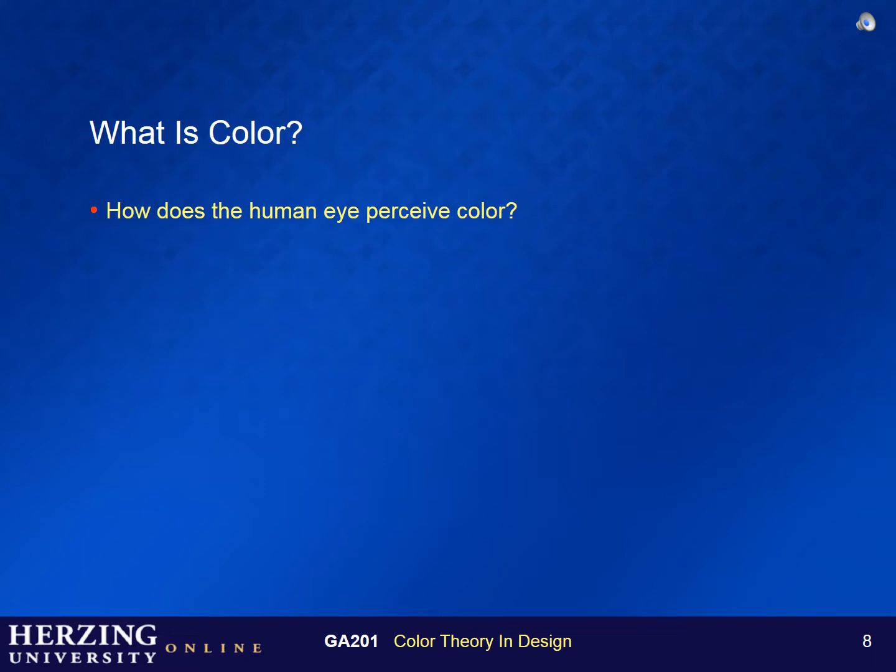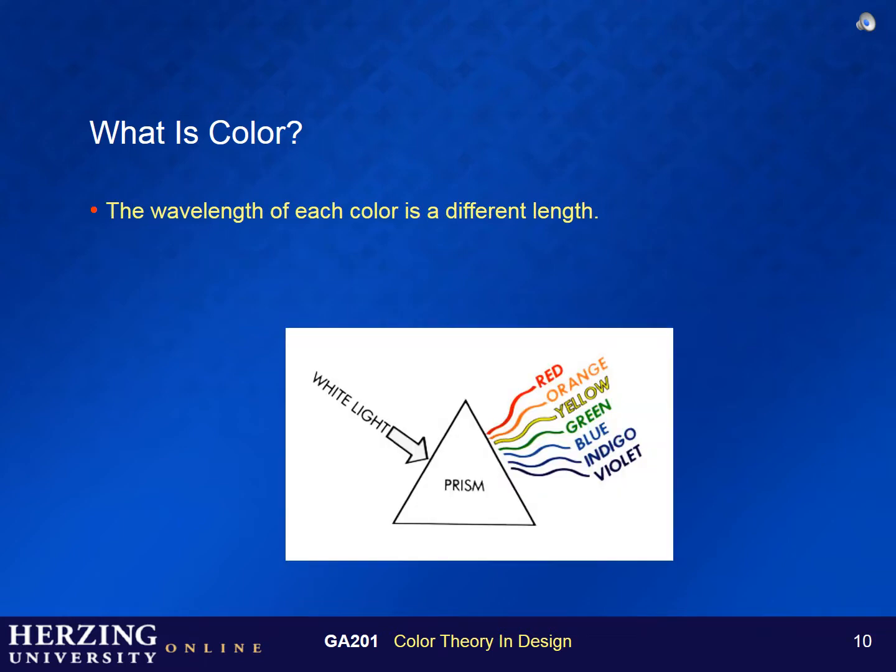To understand how to use and manipulate color, one must first understand how the human eye perceives color. Color is in fact wavelengths of light that are visible to the human eye. Each wave consists of a different length. Red is the longest and violet is the shortest. In terms of light, mixing all of these wavelengths creates white, whereas the absence of light creates black.